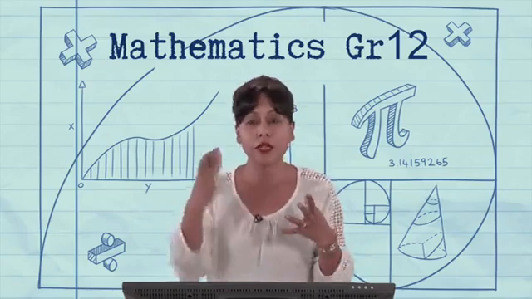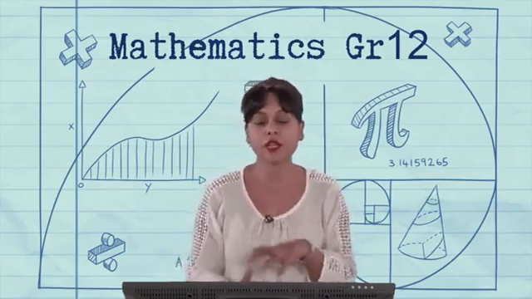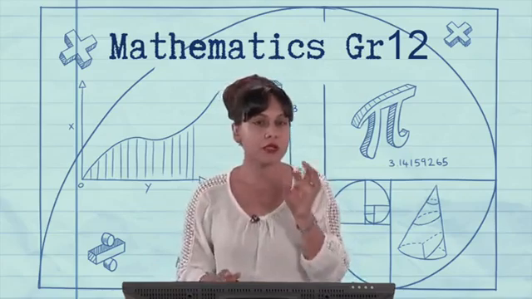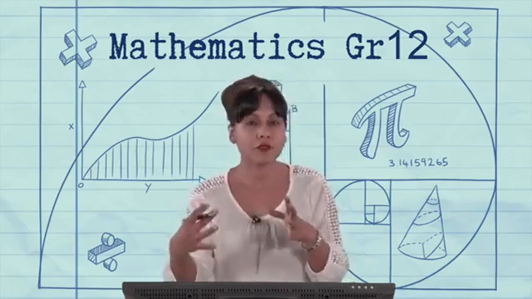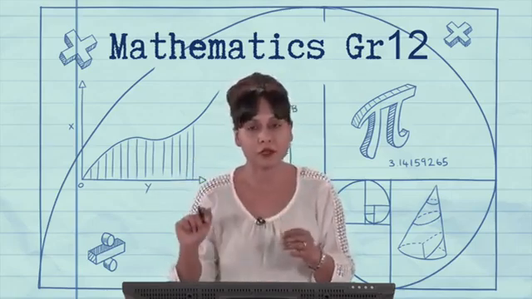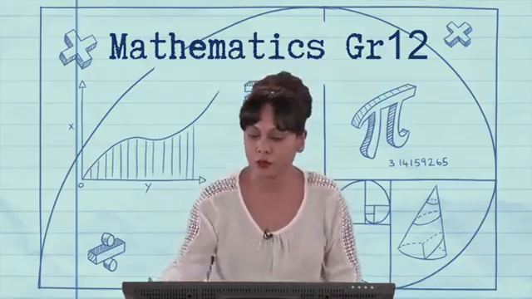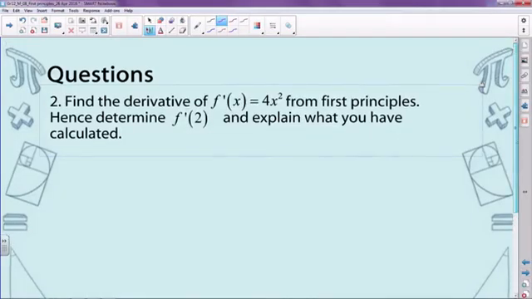Okay, so in this question you were given a function f of x is equal to 4x squared and you had to find the derivative. Now remember, what the derivative is really giving you is the direction that the curve is going to go in at a particular spot. Okay, so let's have a look at how we will answer this. Find the derivative of f. Okay, so this should say f of x. Obviously, the prime shouldn't be there because as soon as we put the prime in, it means we're already deriving. So find the derivative of f of x is equal to 4x squared from first principles, and hence determine f prime 2 and explain what you have calculated.